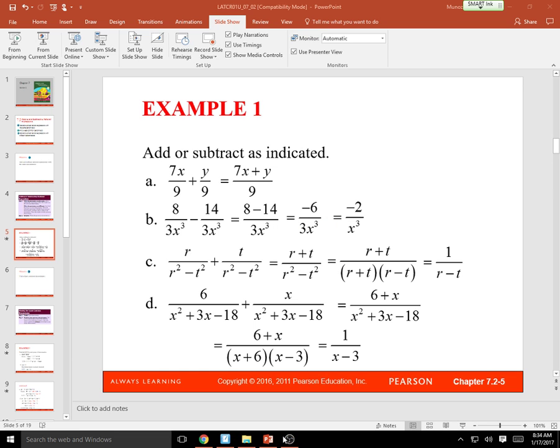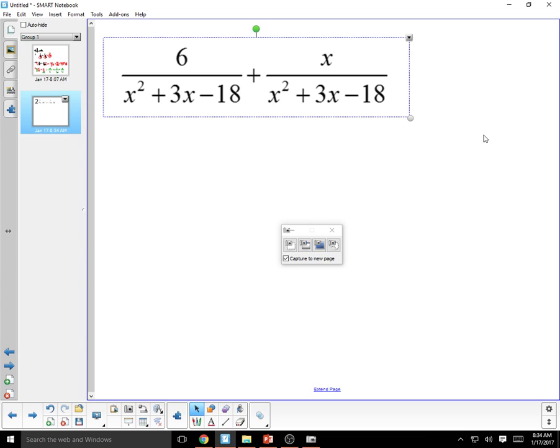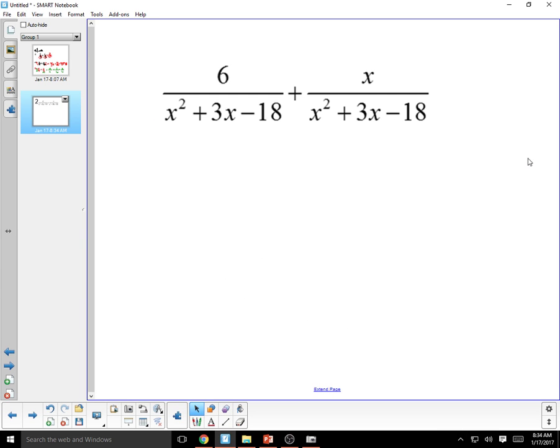Okay, here's the last one. I think everybody saw that the denominator is the same, right? Yeah. So we get x squared plus 3x minus 18. And the numerator is really 6 plus x, but I'm going to write it as x plus 6. Is that okay? Just because I want to write it in standard polynomial form, from the highest degree down to the lowest degree. So those are the same.